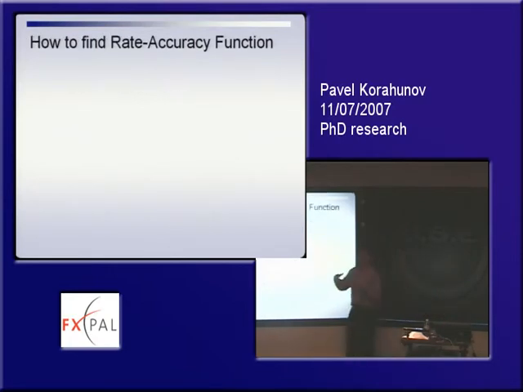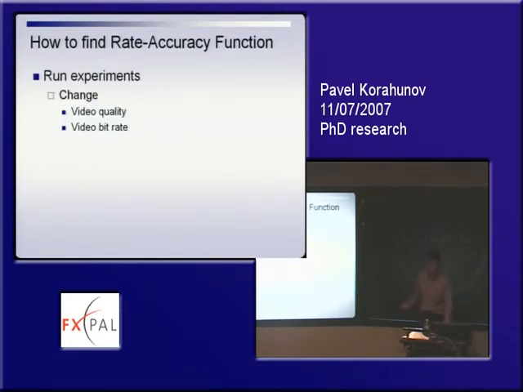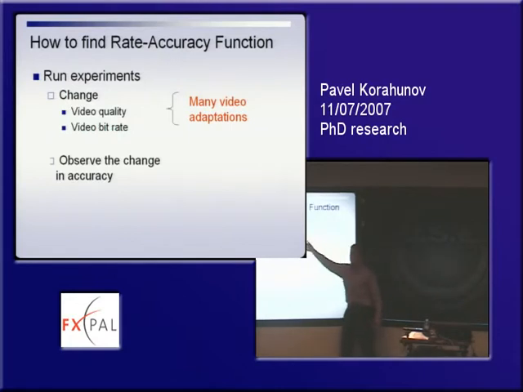But how to find it in a real situation? One way is to run experiments. You change the video quality and therefore the video bitrate, and you observe the change in accuracy of the video analysis algorithm, any video analysis algorithm, right? There are many ways to change the video quality: you can drop frames, you can reduce compression, and there are different compression methods.